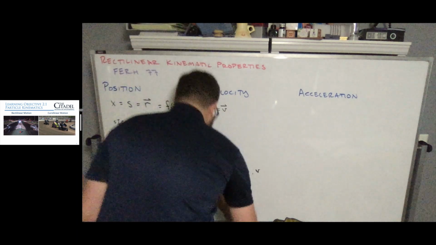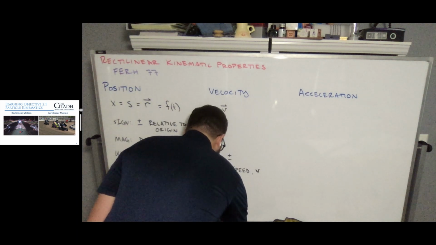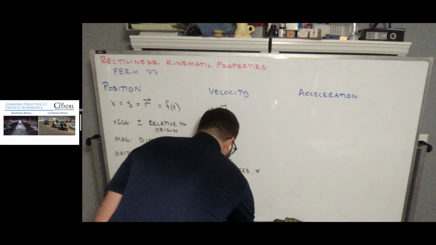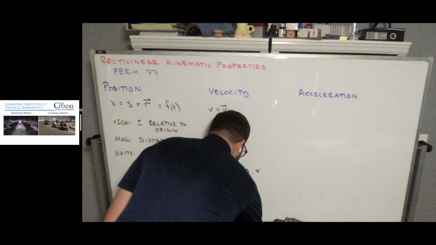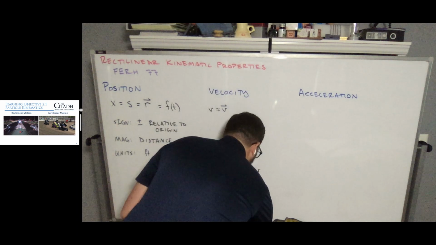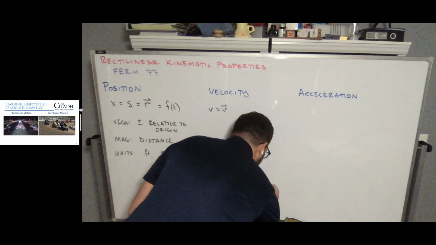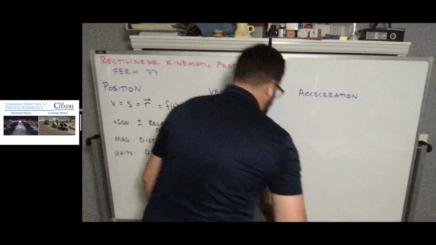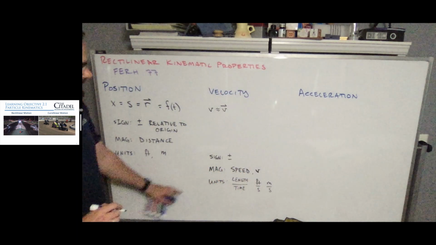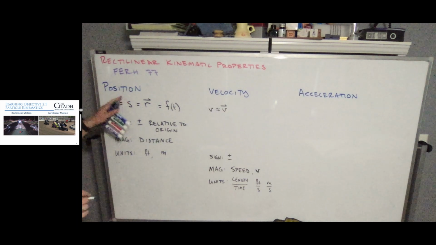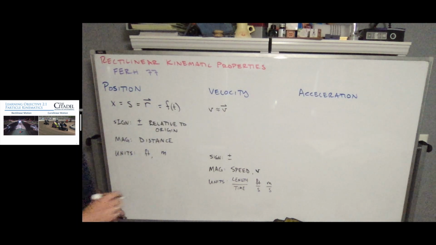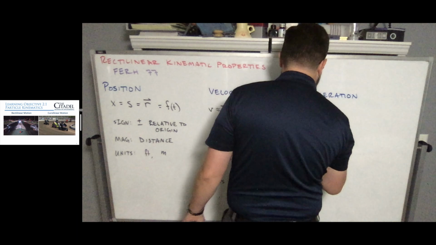And then our units will be length over time. So maybe you're familiar with miles per hour or feet per second or meters per second. And so that should start to give you a little indication of what's happening here with the relationship between position and velocity. Now, acceleration, same thing.